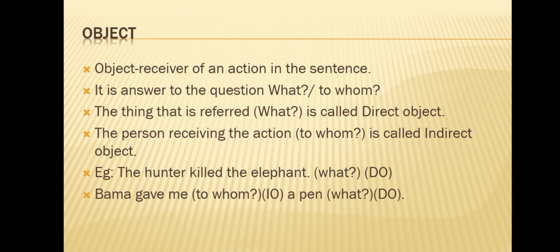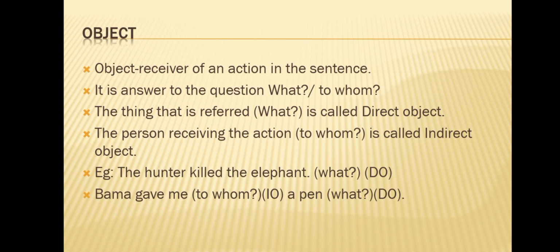The next example, Bama gave me a pen. In this sentence, take the word me. It answers the question to whom. To whom did Bama give the pen? So if it answers the question to whom, then it is called an indirect object. If it answers the question what, then it is called a direct object.